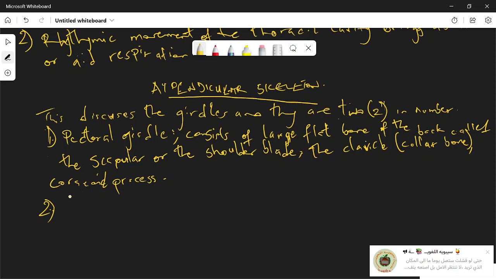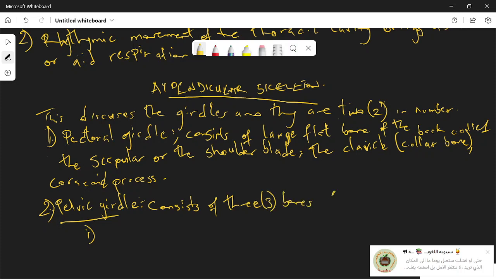And then we have the other girdle called the pelvic. The pelvic girdle. So what do we mean by the pelvic girdle? The pelvic girdle consists of three bones fused together.